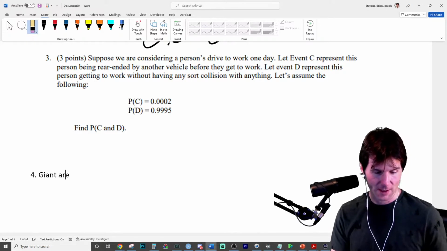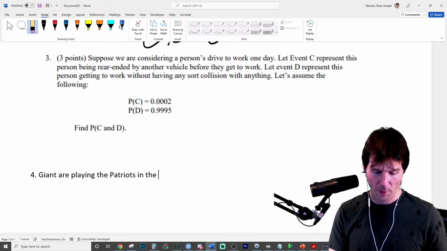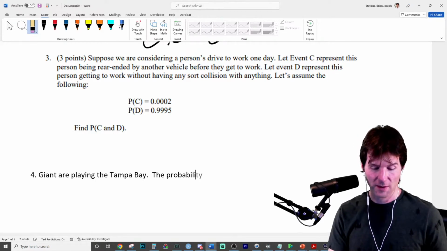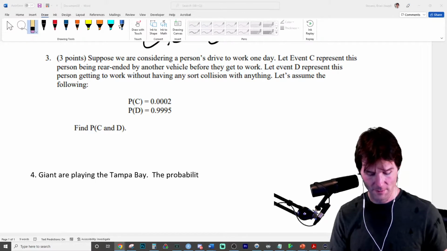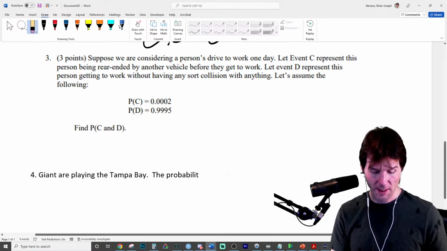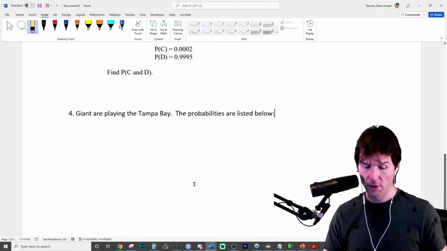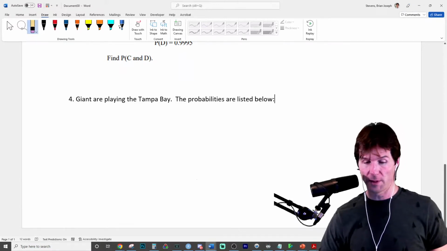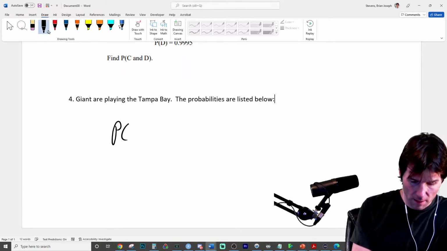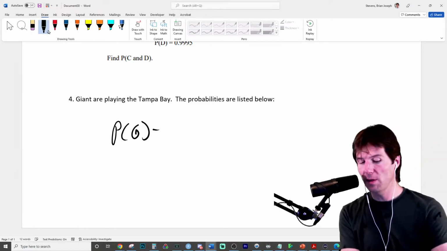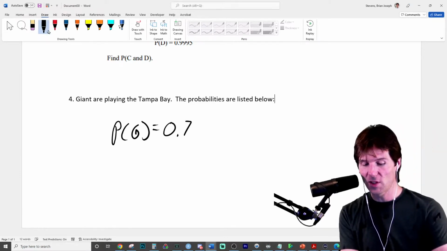The Giants. Giants are playing the Patriots in the Super Bowl. Oh, no, they're playing Tampa Bay. Go Vols. The probabilities are listed below. So here's the same question, but a little different. The probability of the Giants winning, I'll be nice, is 70%.